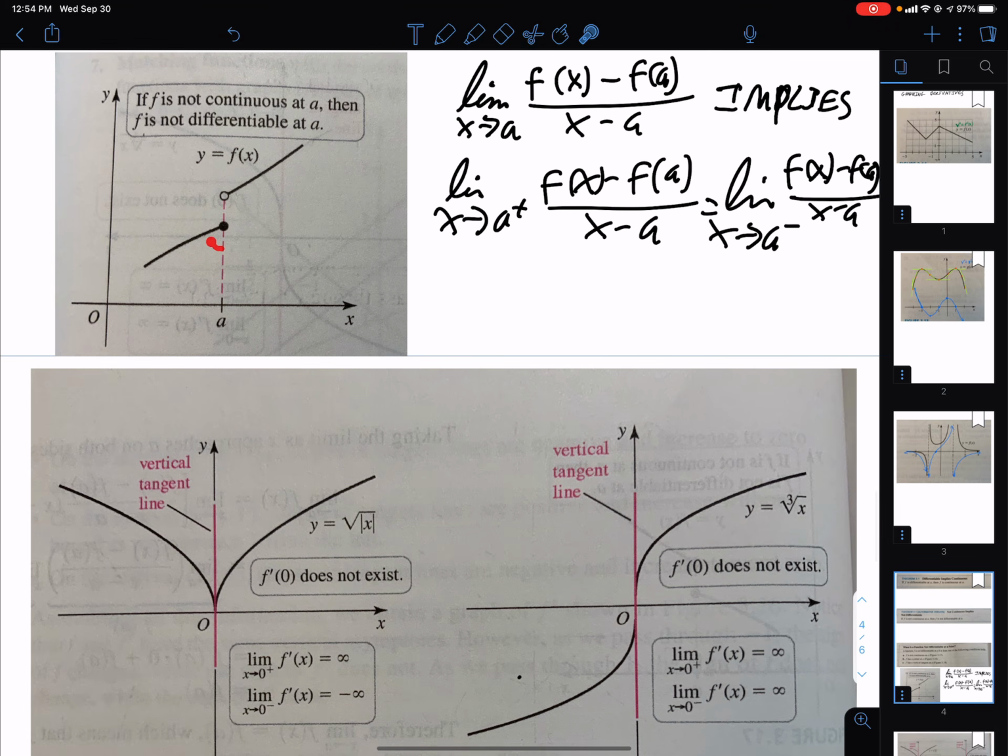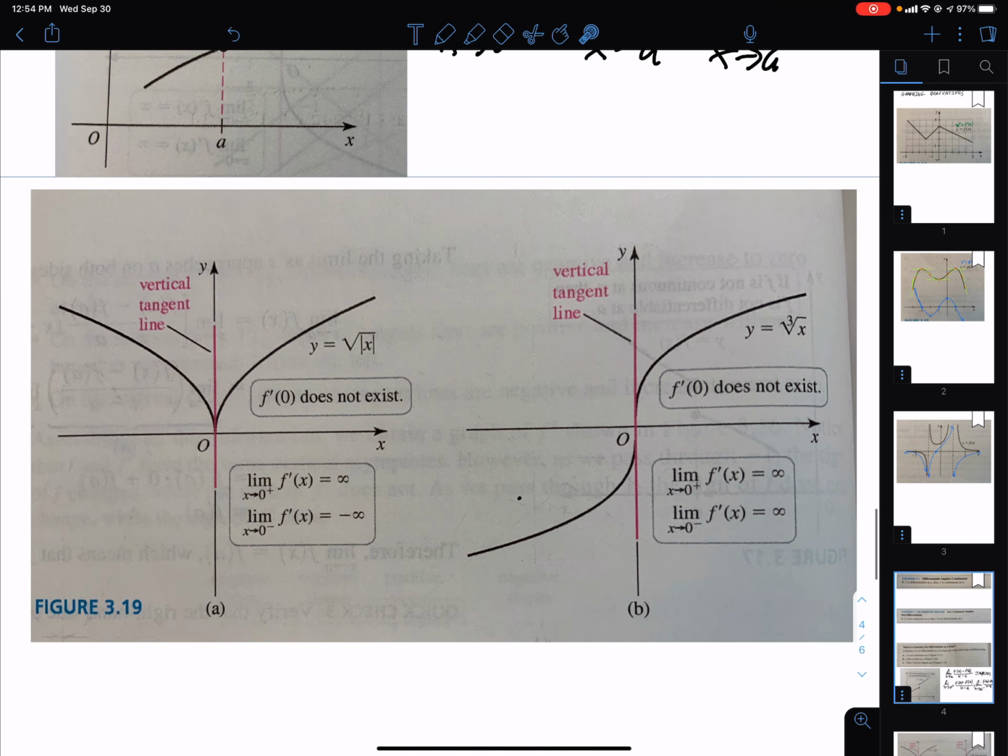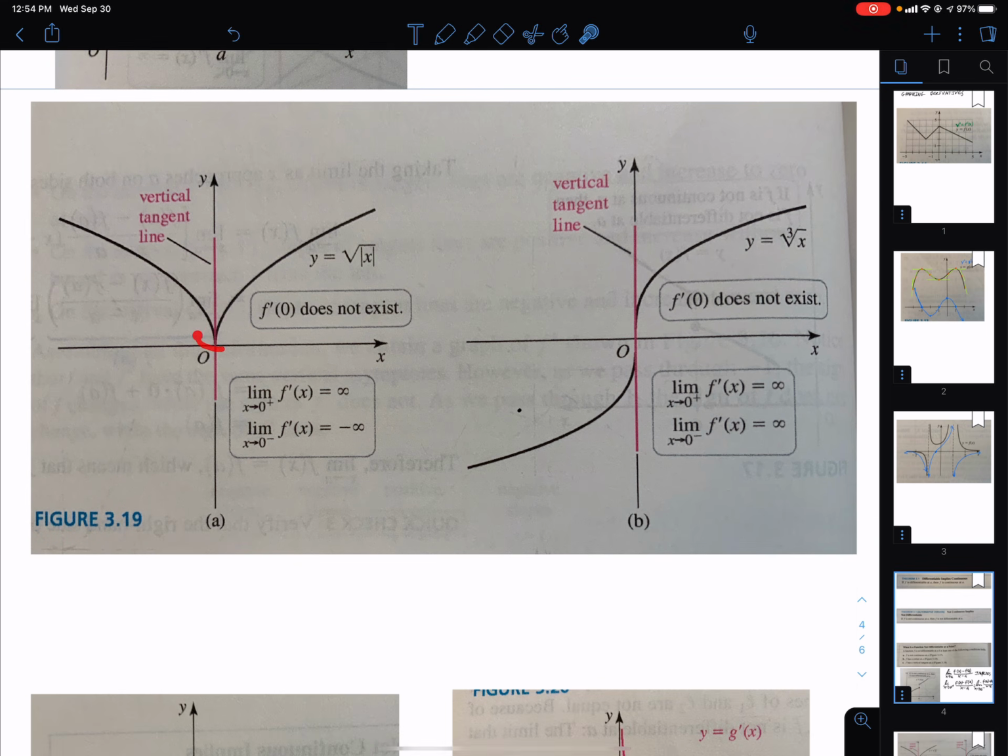Here, we have a discontinuity. Therefore, the function is not differentiable at A. Everywhere else we're good, but at the discontinuity, it's not differentiable. Here you'll notice we have a sharp point. So that's one reason why the derivative doesn't exist.